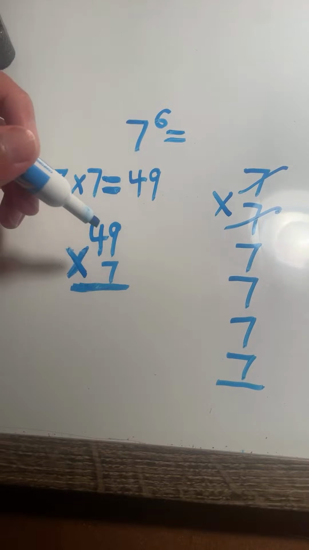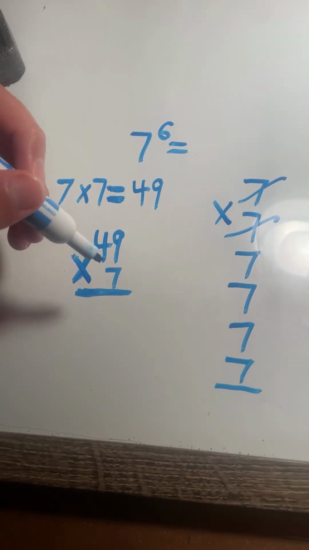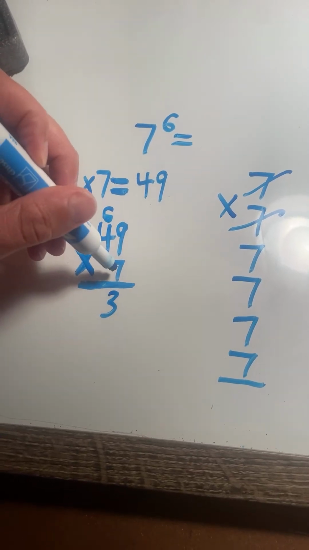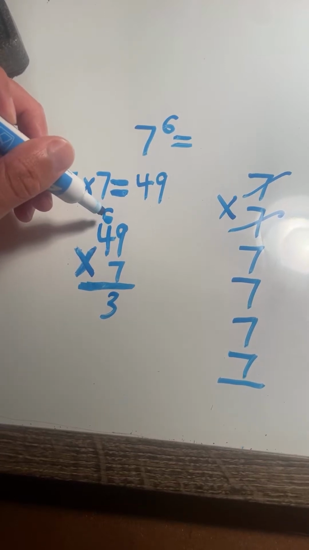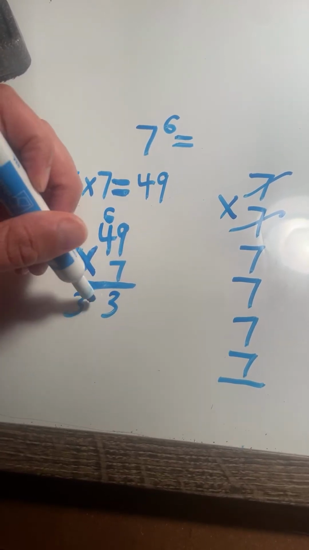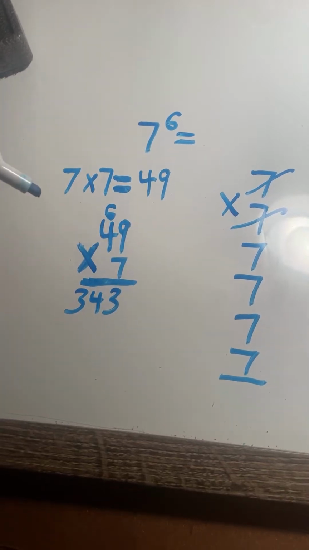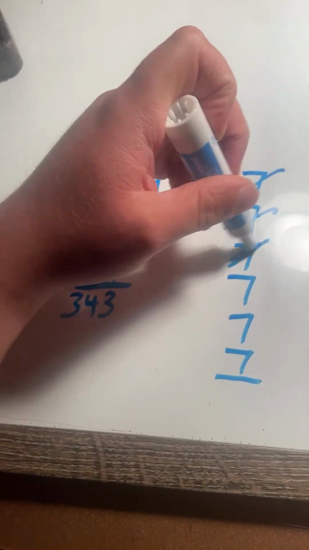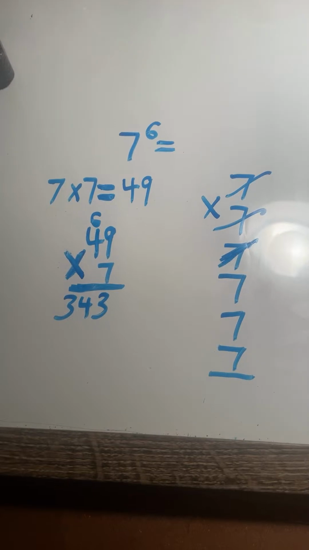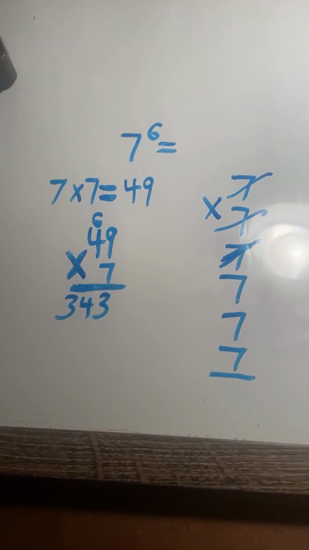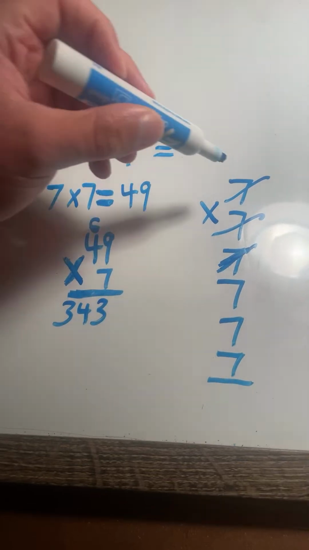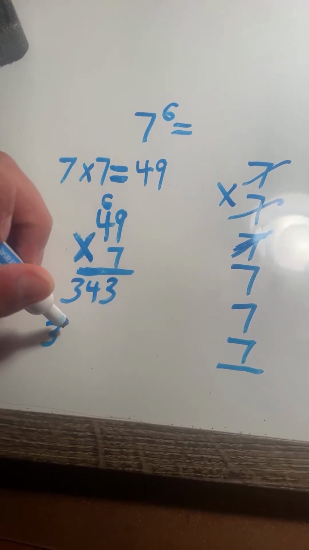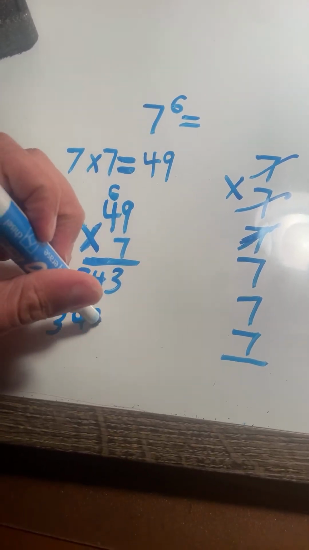All right, 49 times 7. 9 times 7 equals 63. 3 carry the 6. 4 times 7 equals 28, plus 6 equals 34. 49 times 7 equals 343. So far we have multiplied 7 3 times. If we were doing 7 to the 3rd power, we would have our final answer. We have multiplied 7 3 times so far. Now we have to multiply 7 a 4th time, so we're going to multiply 343 times 7.